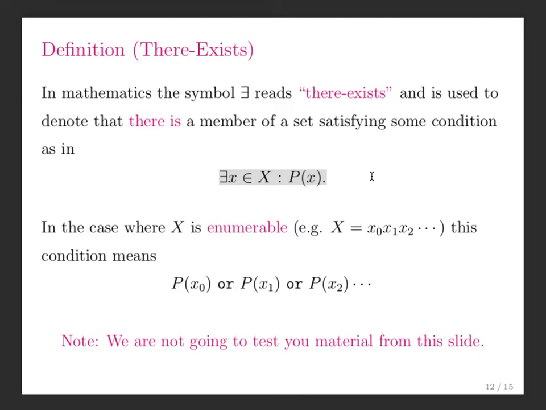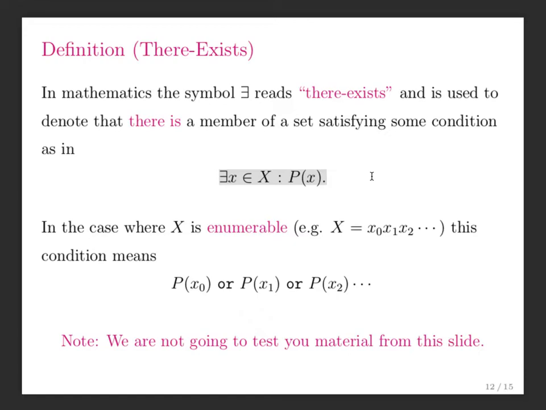I love writing math like this because there's no room for confusion as to what's being written and communicated. So again, in the case where X is enumerable, that is the elements of X are ordered and numbered, this condition means it is the case that P(x0) or P(x1) or P(x2) or P(x3). That means we're just searching for any element xi which satisfies P.